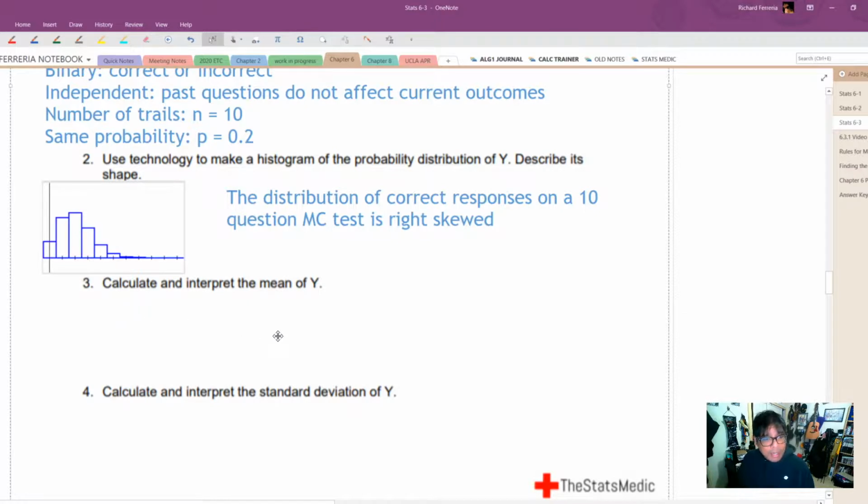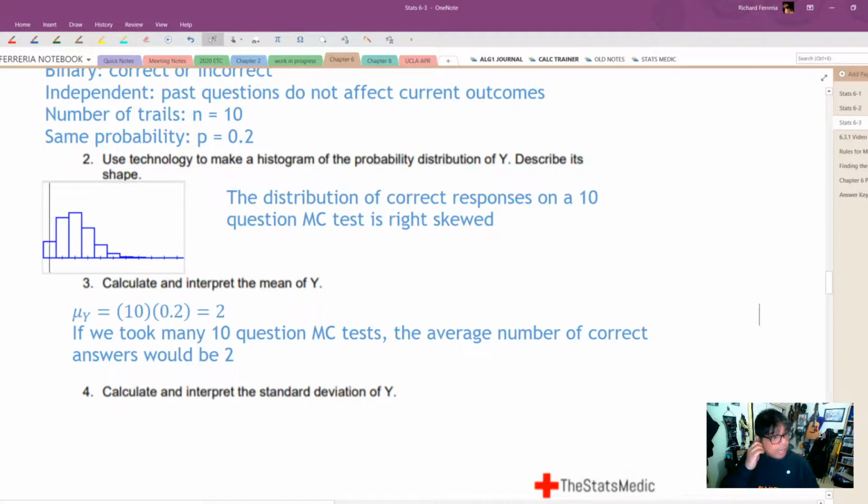Next, let's calculate and interpret the mean of y. That formula, again, was mu y equals n times p. In this case, that's 10 times 0.2, or just 2. Interpretation: if we took many 10-question multiple choice tests, the average number of correct answers would be 2. Again, make sure you write down how many trials there are. It's a 10-question test, so we have to do a lot of 10-question tests.